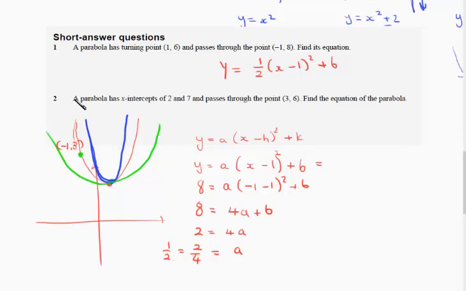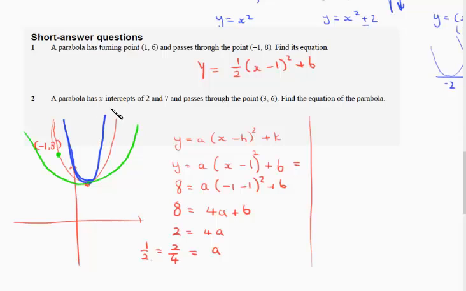We're going to have a look at question 2 now. It says a parabola has x-intercepts of 2 and 7 and passes through this point. So I'm going to draw this. 2 and 7, so (2, 0) and (7, 0). And it also passes through (3, 6). 3 is somewhere there, and 6 is somewhere there. Is that right?